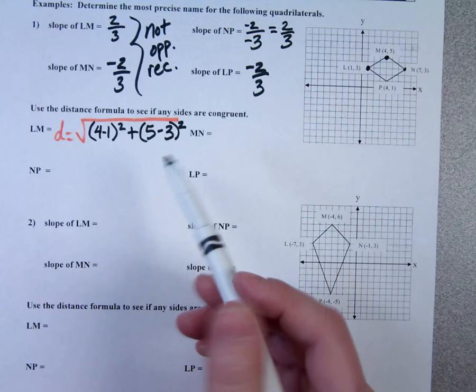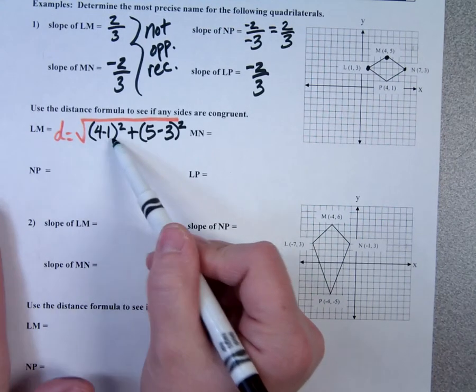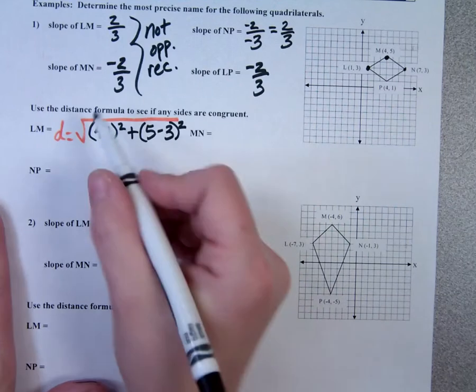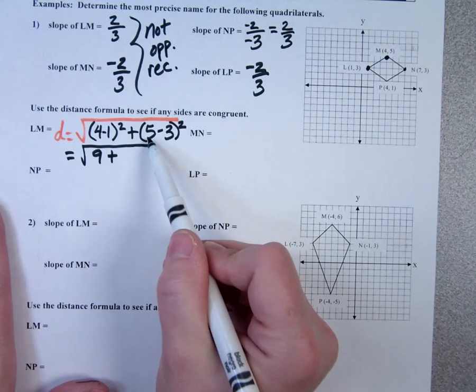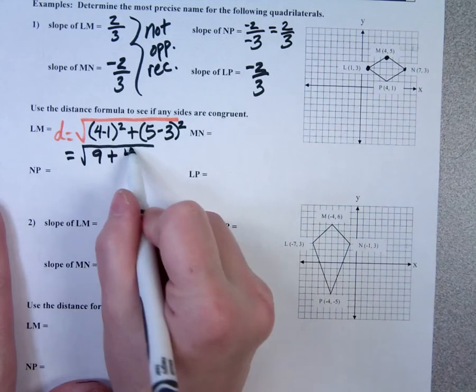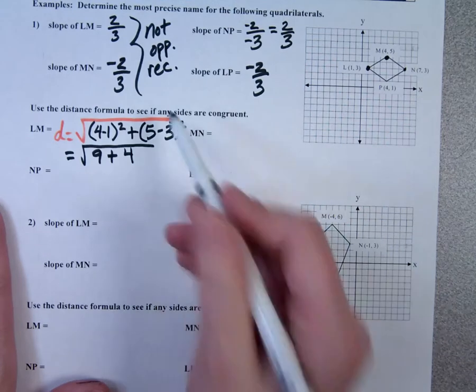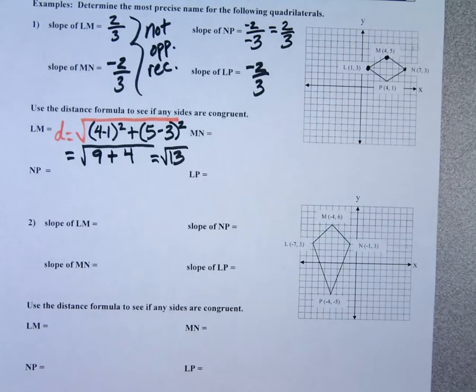Okay, now I just want to clean this up. So, in the first set of parentheses, what's 4 minus 1? 3. And 3 squared? 9. Then I'm going to recopy my plus. And then what's 5 minus 3? 2. And 2 squared? And what do you get if you add your 9 and 4? Okay, so I get the square root of 13. So I want to see what other sides have a length of the square root of 13. So I'm just going to keep doing it.